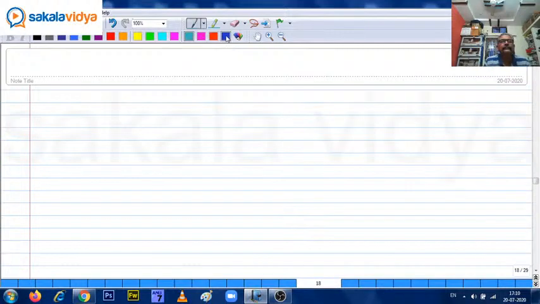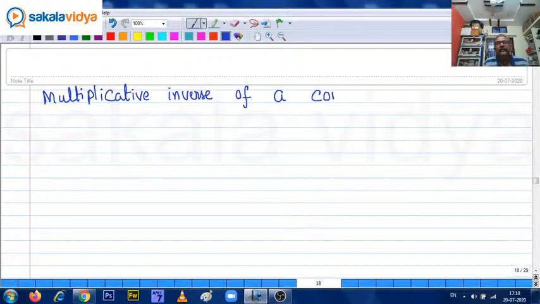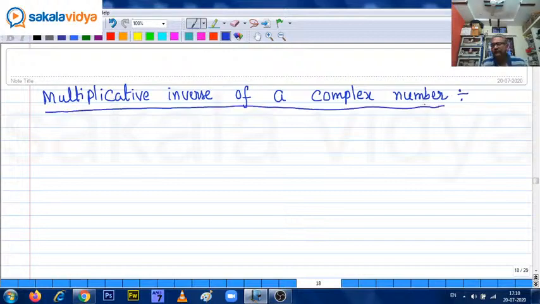Now, multiplicative inverse of a complex number.